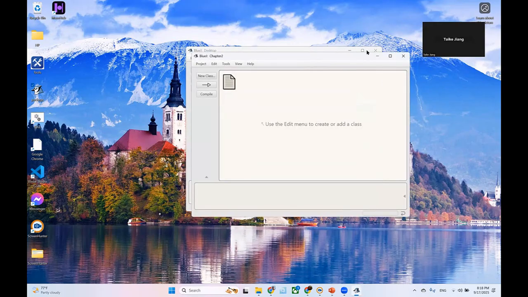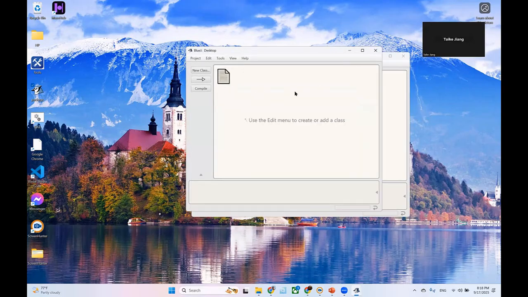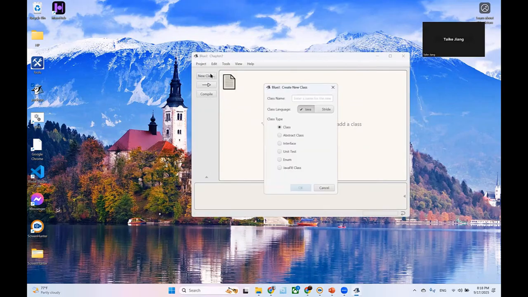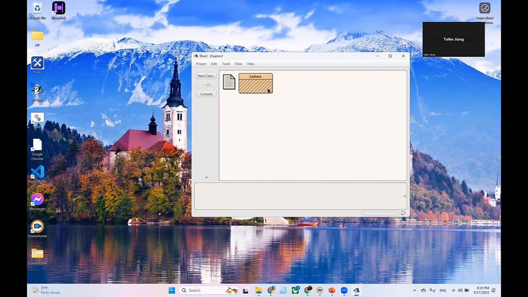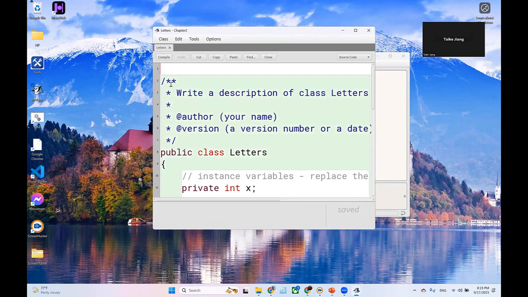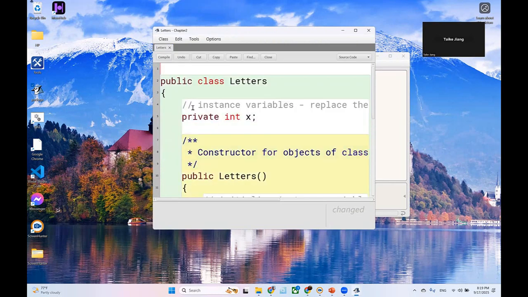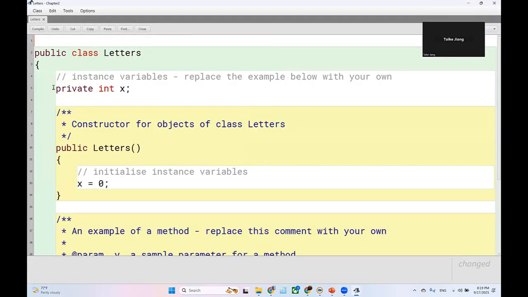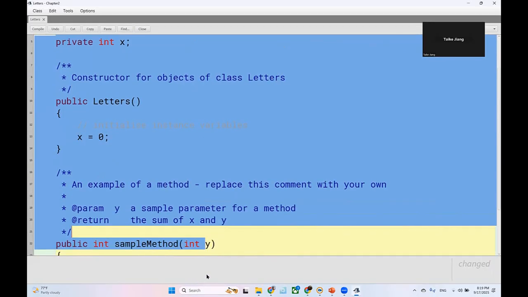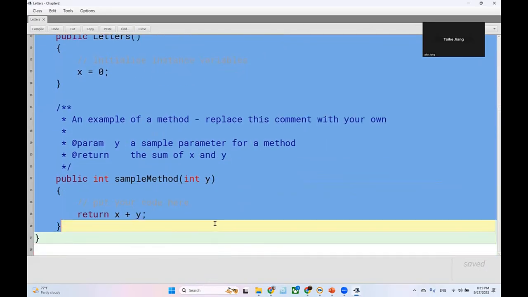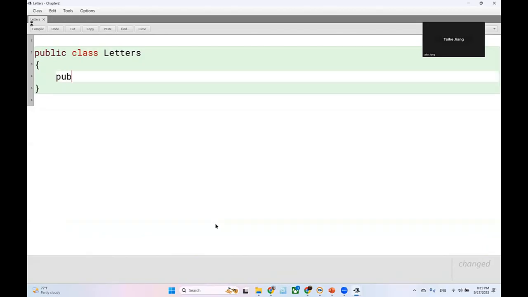Okay, let's call it chapter 2. So now I create a new class that's called data. You create a project, you create a class. First, you need to remember your public static void main, okay? So you create a public static void main, String args.